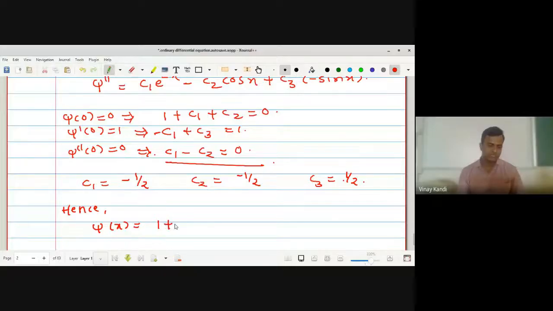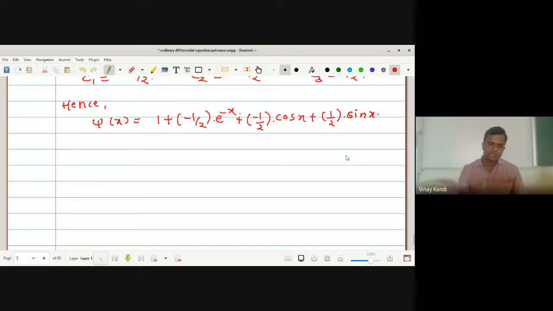Hence minus 1 by 2 into e raised to minus x plus 1 by 2 into cos x plus 1 by 2 into sin x, which is equal to 1 minus e raised to minus x divided by 2 minus cos x upon 2 plus sin x upon 2. So this is the required solution psi which satisfies the given condition.